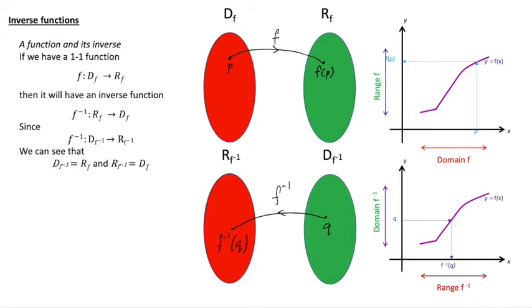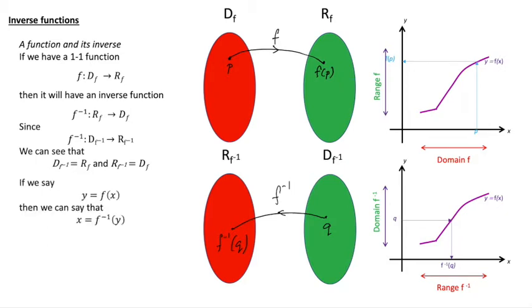So f to the minus 1 acts on the domain of f to the minus 1 and goes to the range of f to the minus 1. So clearly, as I mentioned already, the domain of f to the minus 1 is identical to the range of f, and the range of f to the minus 1 is identical to the domain of f.